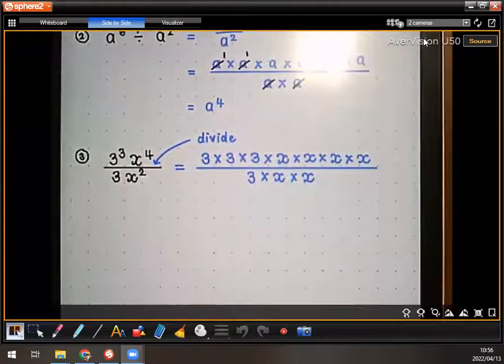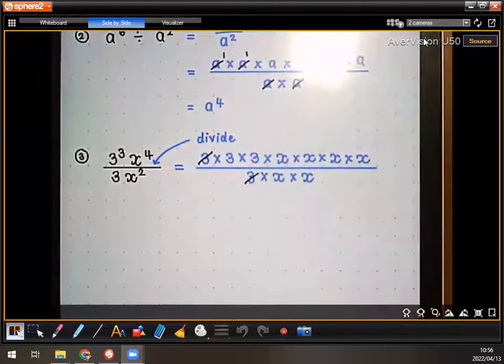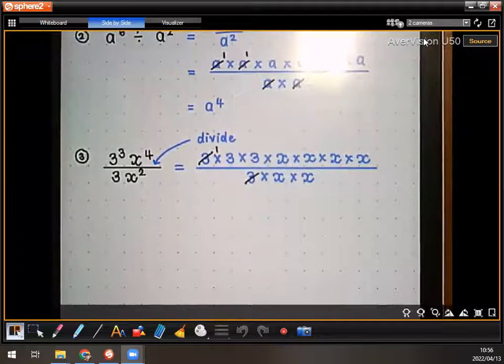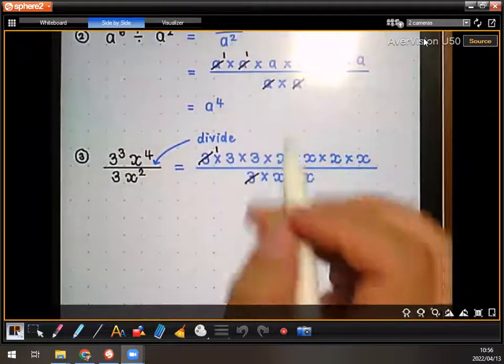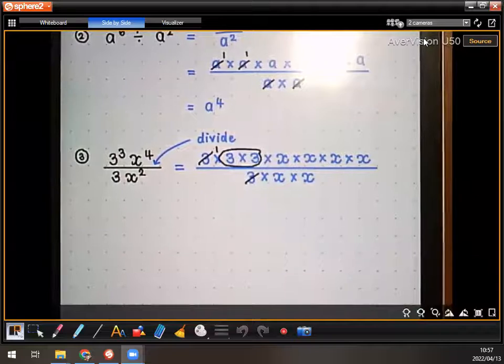Okay, guys, now we're going to take whatever we have at the top and the bottom and divide them. So I'm going to take the first 3 and divide it by the 3 at the bottom. What's 3 divided by 3? That is 1. Again, you don't actually have to write that 1. It's enough to just draw the lines through. But you can write the 1 if you want. Do I have another 3 at the bottom? No. So these 2 3s that are left are going to be in my answer. I can't divide a 3 by an x. So once you're done with the 3s at the bottom, you can't divide anymore.